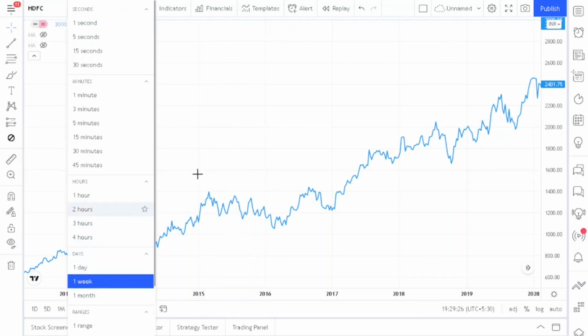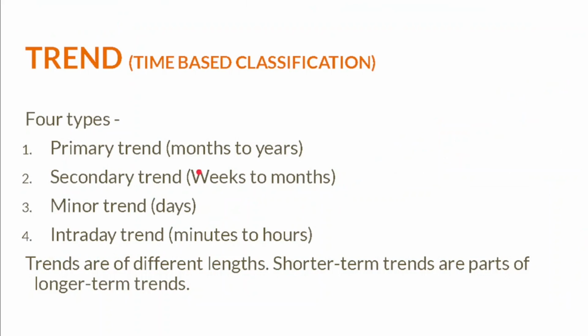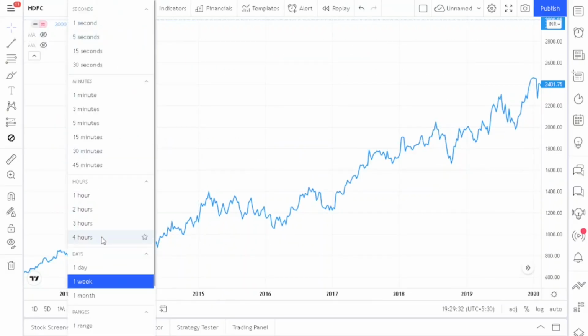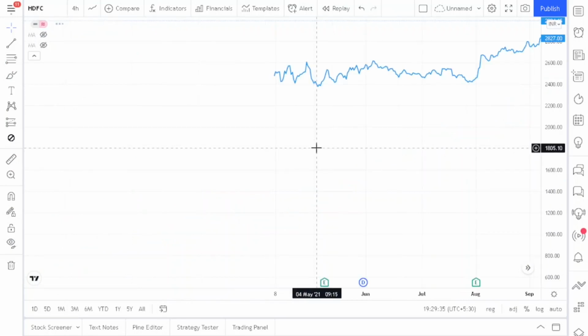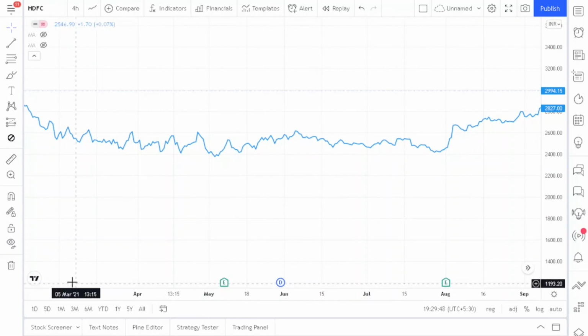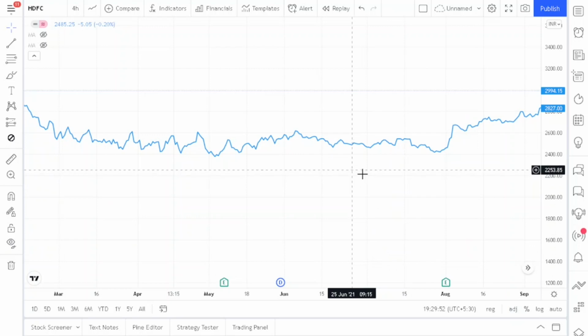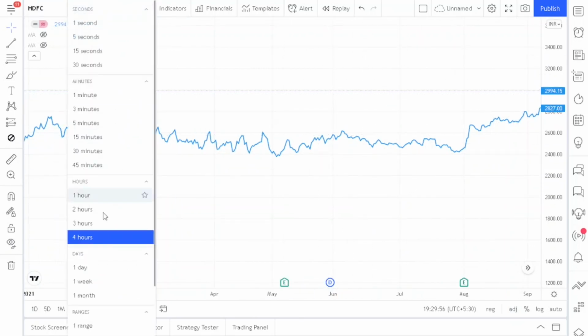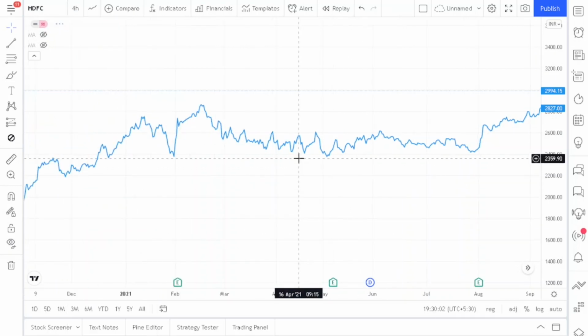So if you want to see the primary trend, use daily, weekly or monthly charts. Now let's talk about the secondary trend, which is the second kind of trend, right? If I want to see the secondary trend, then I will use maybe a 4 hour chart. In a 4 hour chart, I am able to look at some months of data, like in this example, from March to September. So this is around 6 to 7 months of data. Whenever you are using a 2 hour, 3 hour or 4 hour chart, you are looking at the secondary trend of the market.